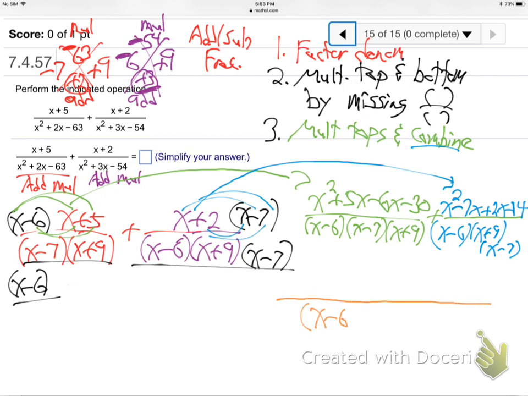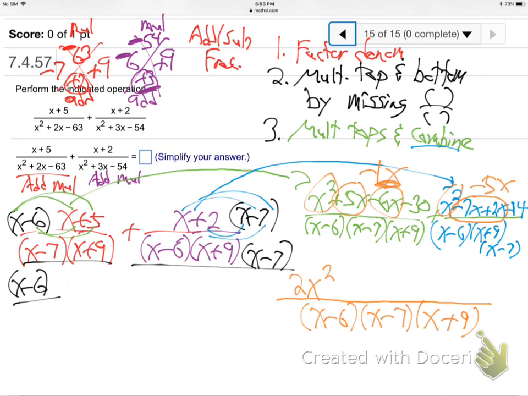I'll do the denominator first. It's going to be x minus 6, x minus 7, x plus 9, any order, doesn't matter at all. Okay, now what about the tops? Combine like terms: x squared and x squared is 2x squared. Now, got to be careful here. 5x minus 6x is minus 1x. And these two, minus 7x plus 2x, is minus 5x. So minus 1x and minus 5x is minus 6x. Finally, minus 30 and minus 14 is minus 44.